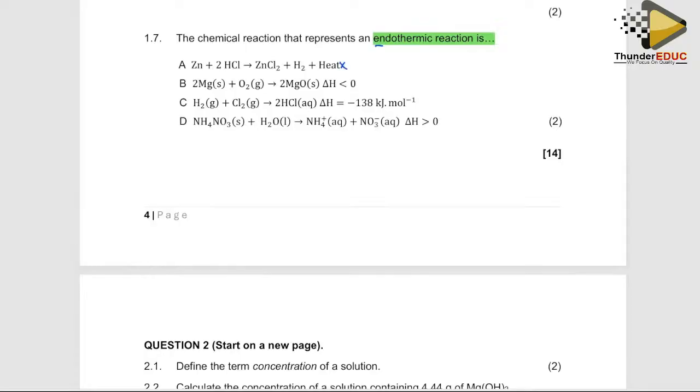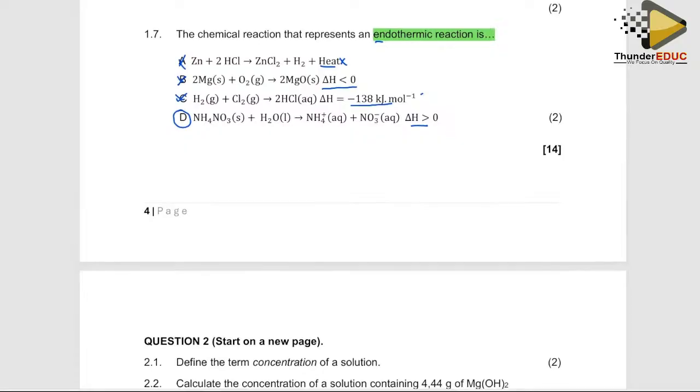We need this one plus heat, so it means it gives out heat. That's an exothermic reaction. And then here, delta H less than 0 is also an exothermic reaction. And then option C, also a negative there, also refers to an exothermic reaction. But the last option there, delta H greater than 0, means this is an endothermic reaction. So our correct option is going to be option D for question 1.7, and the rest are going to be wrong.